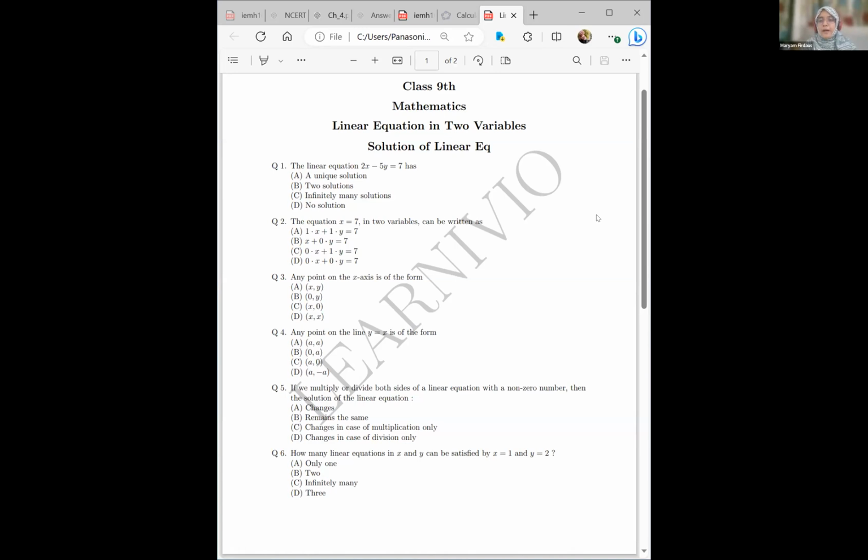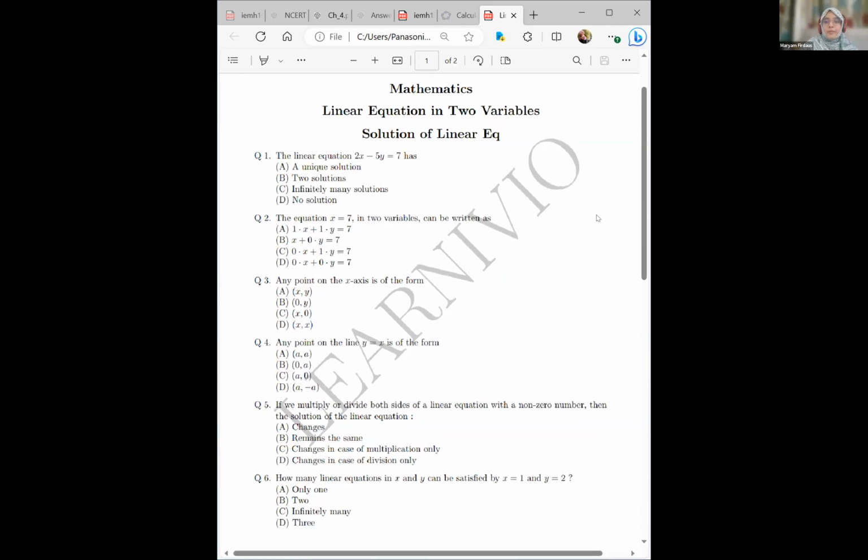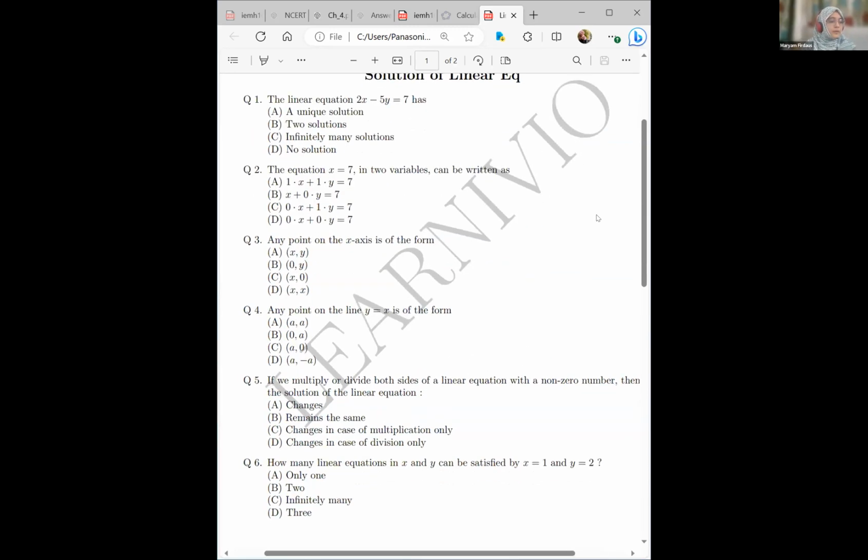Any point on the line y equals x is of the form... A is a constant, X is a variable, Y is a variable. For example, A can be 2, 2, or 4, 4, or 3, 3. So here A is X and also Y. Now tell me, any point on the line y equals x is of the form A, comma A.